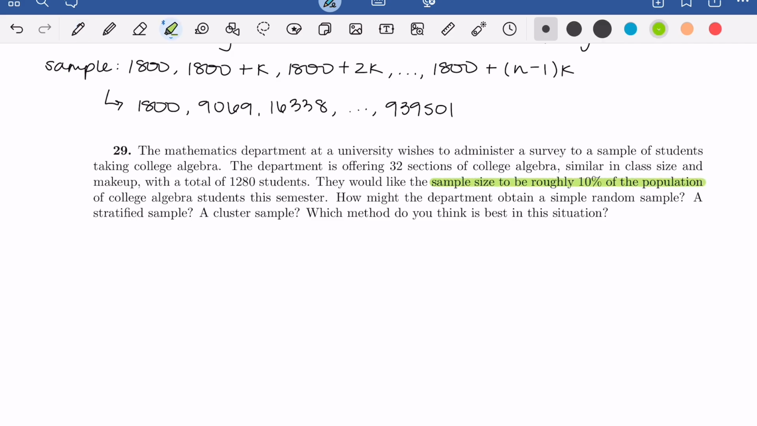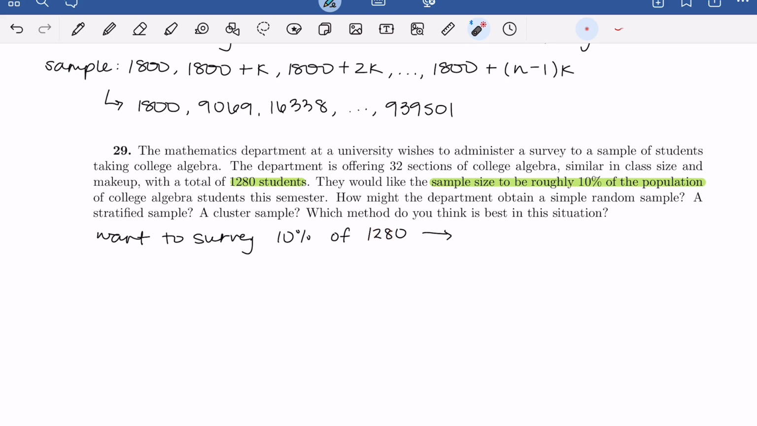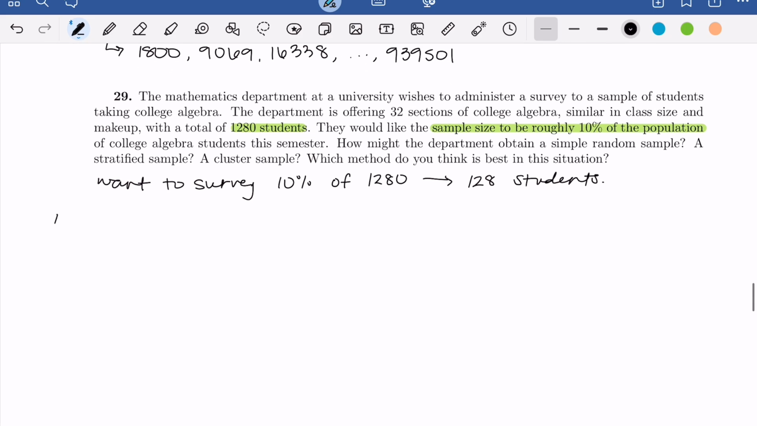Well, we know the population is going to be this 1,280 students. So they're going to want to survey 10% of this total population. We can find that by multiplying 10% by this population here. And so this would give us 128 students. So just keep that in mind here. Now what we're going to do is jot down the procedure for each type of sample.